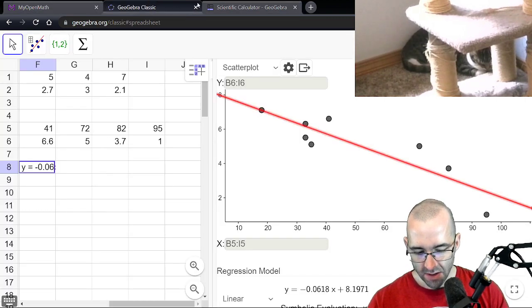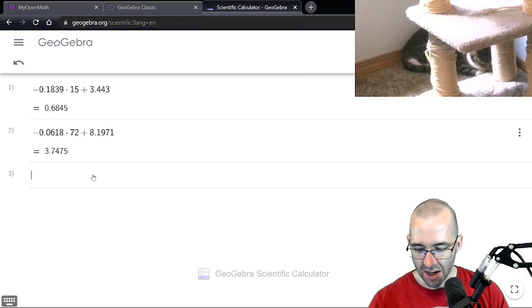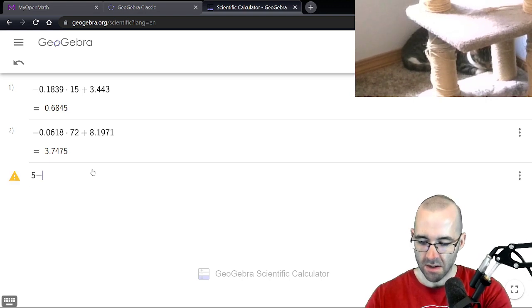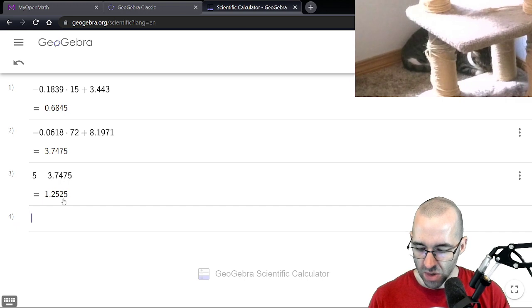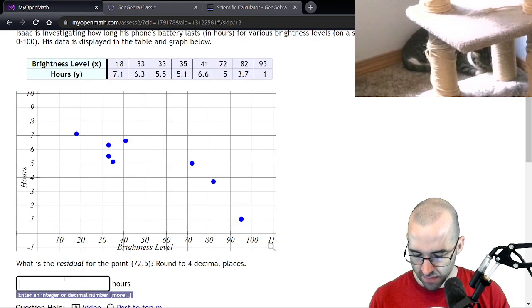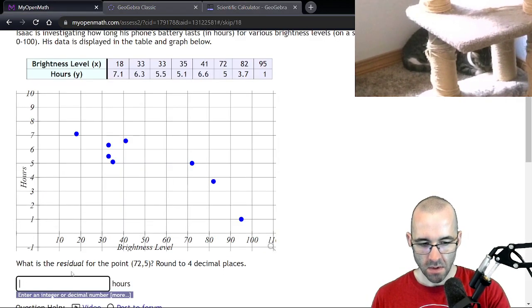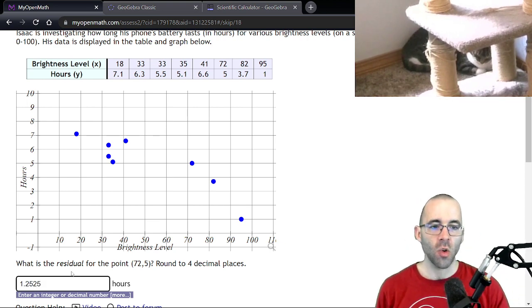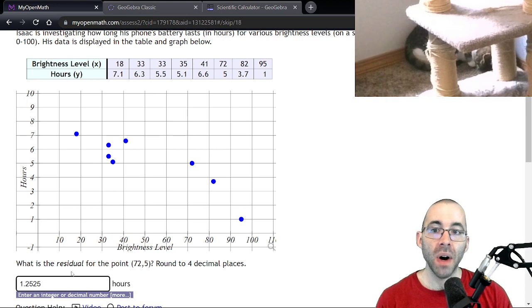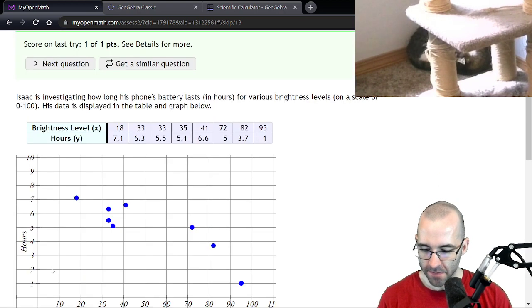Well, 5 is above it. So we're going to take 5 and minus that. We get 1.2525. The actual was about 1.25 hours above what was predicted. So the life was over an hour more than what we predicted based on this.